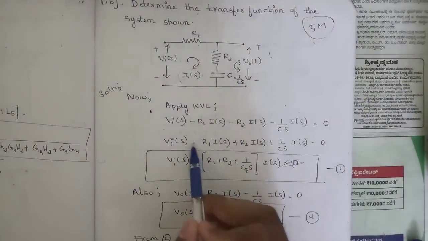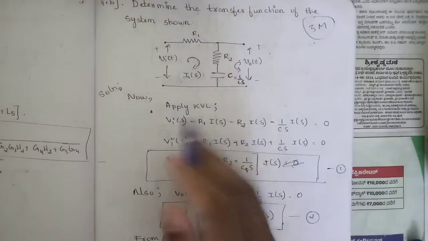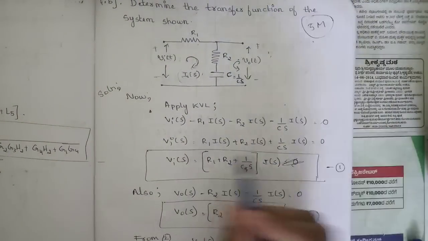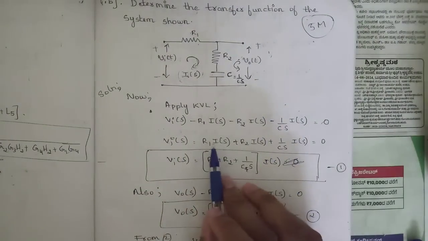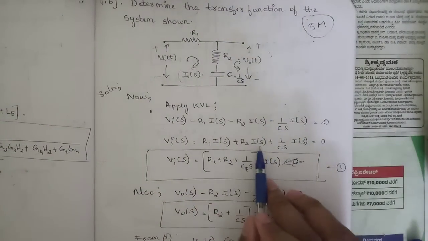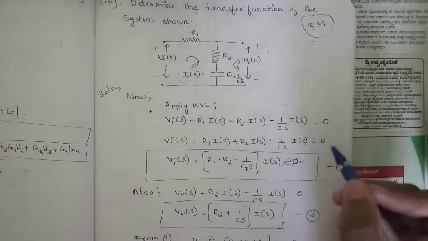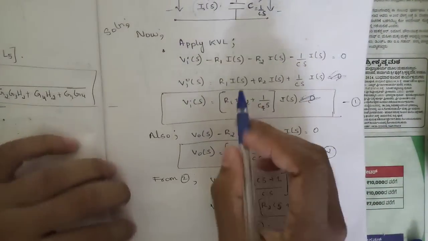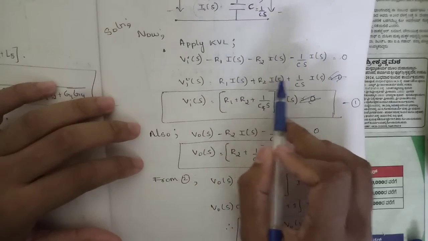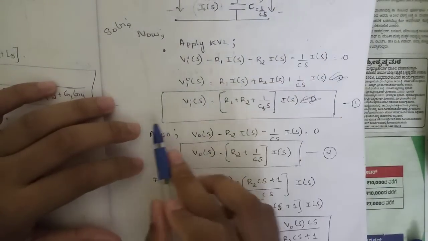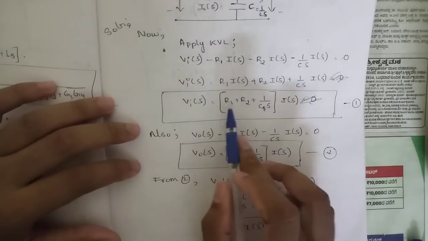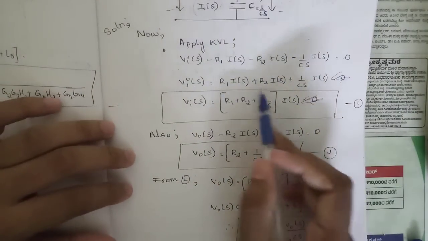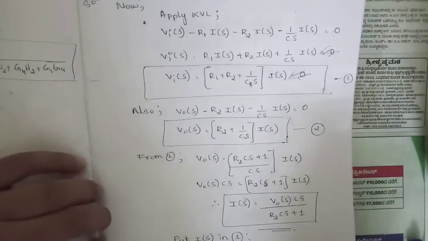Then take all the minus signs to the other side of the equal sign, so the 0 would vanish. So Vi of S is equal to R1 into I of S plus R2 into I of S plus 1 by Cs into I of S. In this equation we can see that I of S is common. Take I of S common outside and write the remaining terms: Vi of S is equal to R1 plus R2 plus 1 by Cs into I of S. Name this equation 1.